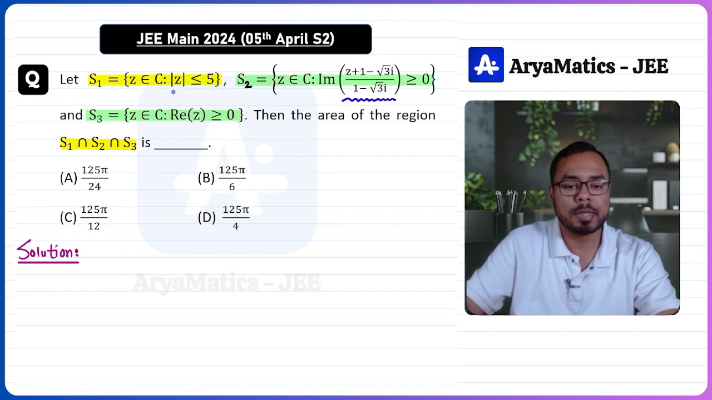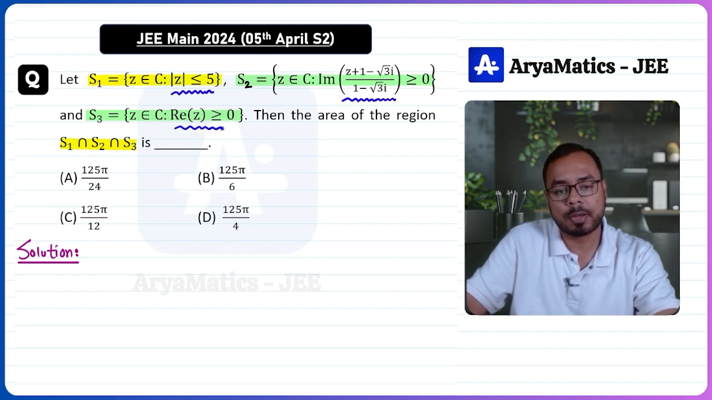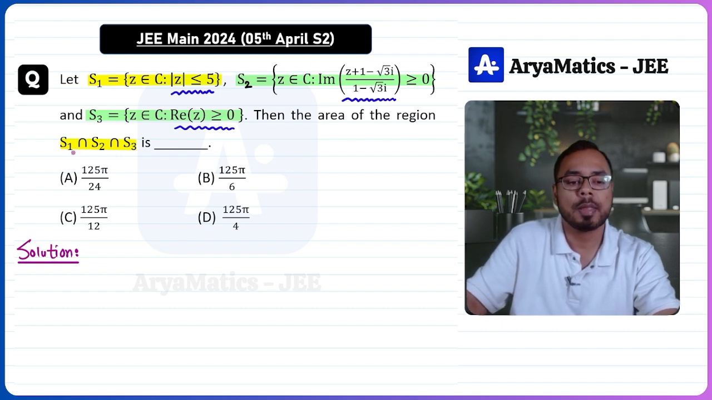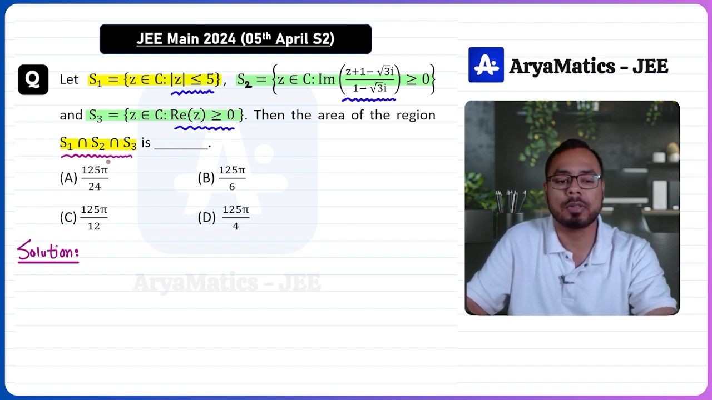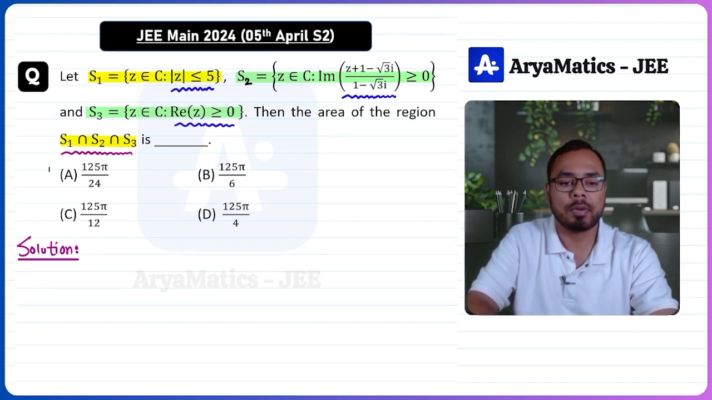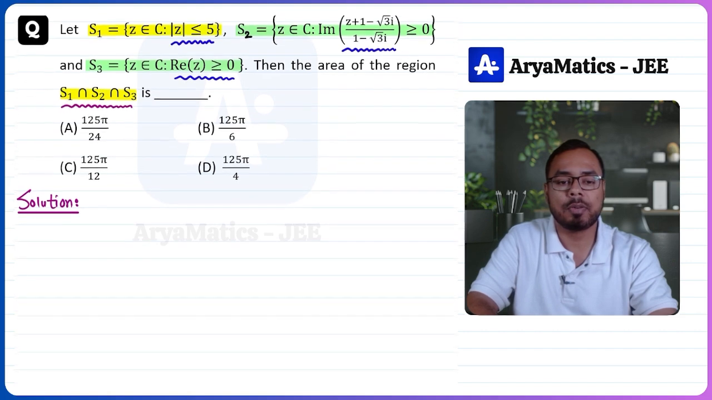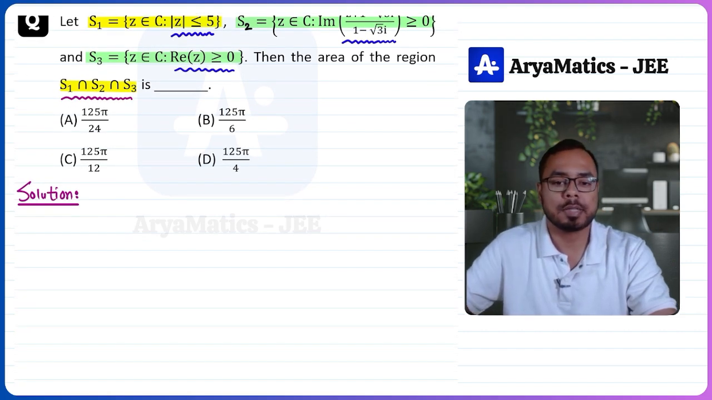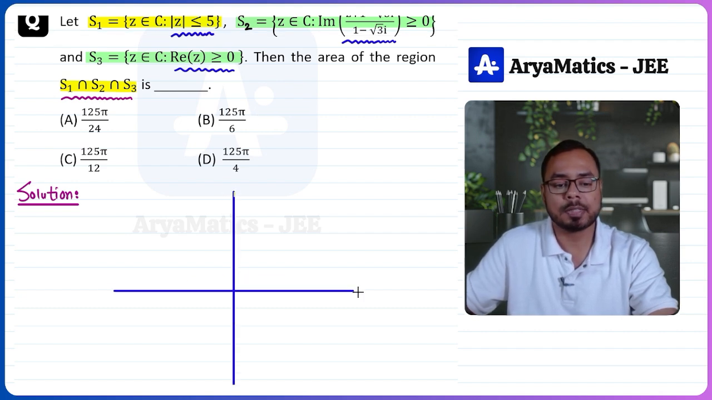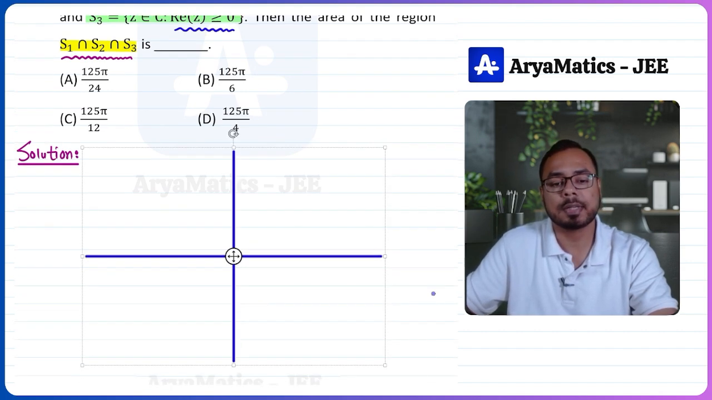So first let us plot these three locus. One is mod z less than or equal to 5, another one real part of z positive, and third one imaginary part of this complex number positive. Then we'll see what is the common region in all three, right? What is the intersection of all three of them, so that from there we can identify the area that we have to calculate. So mod z less than or equal to 5, that is nothing but a circle with center at origin and radius 5 unit, all the points inside that circle.